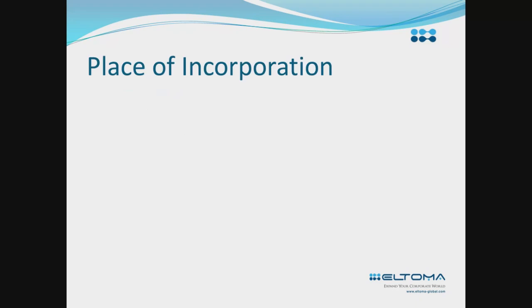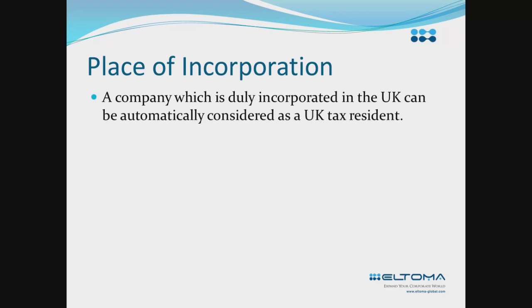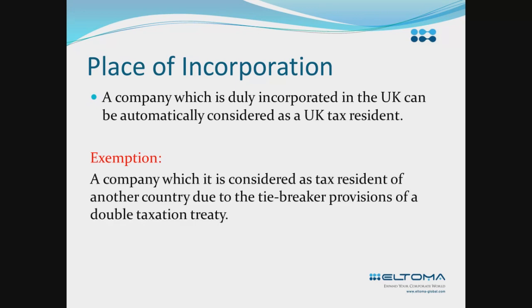Applying the first test, which is the simplest one, someone should examine the place of incorporation. Having in mind limited exceptions, very limited exceptions, a company which is duly incorporated in the UK can be automatically considered as a UK tax resident. Exceptions to this general rule are those companies which are considered as tax residents of another country, of another jurisdiction, due to the tiebreaker provisions of a double taxation treaty.